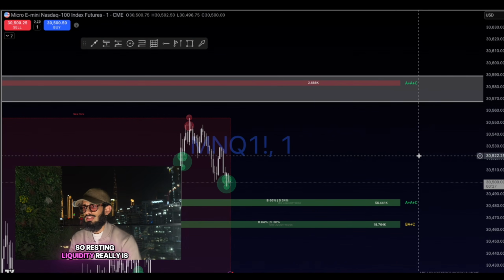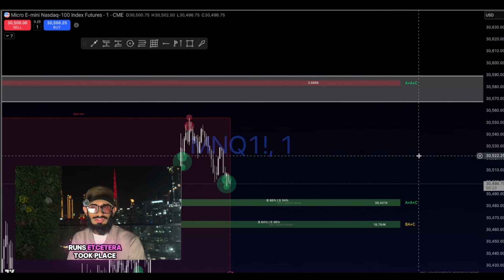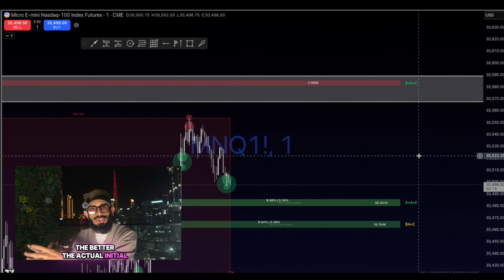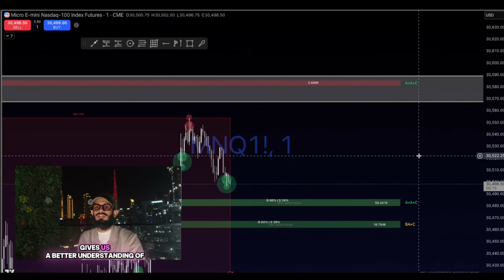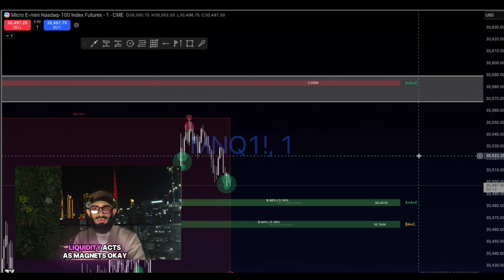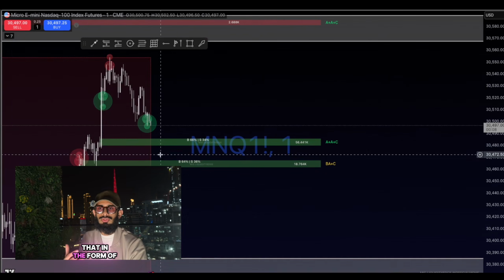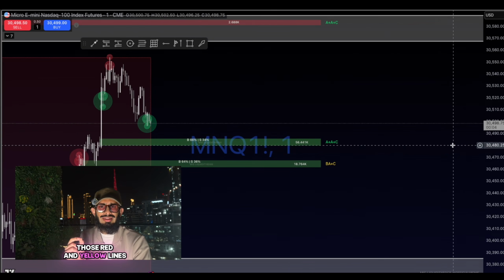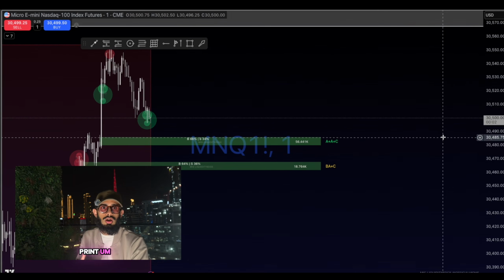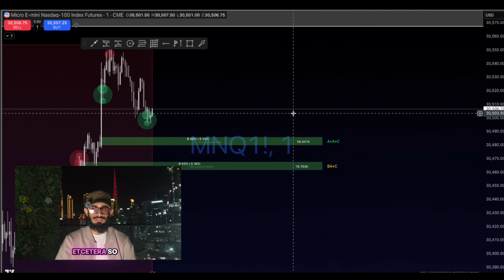So resting liquidity really is the setup where previous buyers, stop runs, etc. took place. The better the actual initial push and creation of that liquidity gives us a better understanding of future interaction. Liquidity acts as magnets, okay? So our core model presents that in the form of these areas, the same way you see those red and yellow lines print on Bookmap or Deep Charts or Sierra Charts, etc.